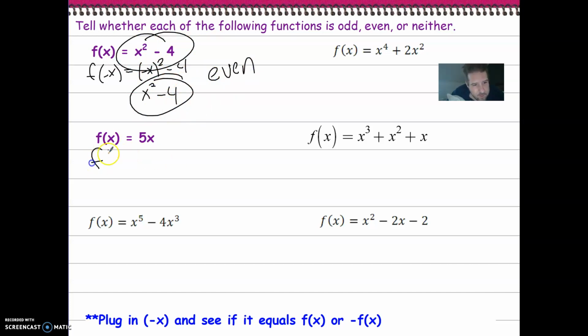If we do f of negative x for this one, we have 5 times negative x. We know this x is negative x now because of this. 5 times negative x is negative 5x, and this is the exact inverse of this, which means this is an odd function.